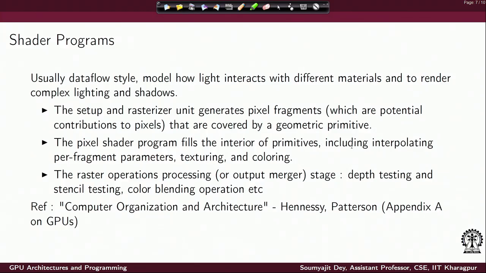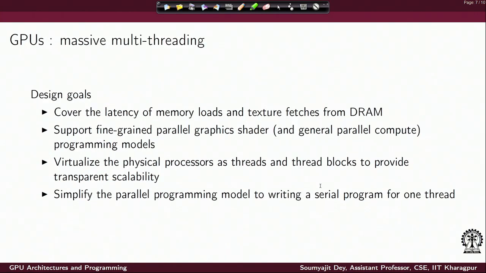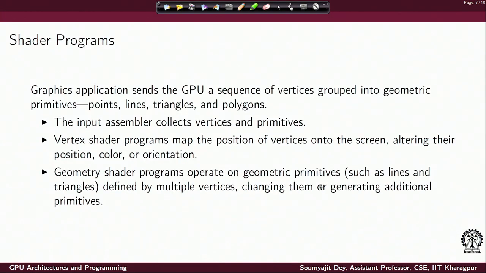So, that also gives a hint that this is the block which will be more compute intensive. It includes interpolating per fragment parameters, textures as well as coloring, and by raster operations we mean the stage where things like color blending, testing for stencil as well as depth testing are being done, right. And so, these are also specific units.